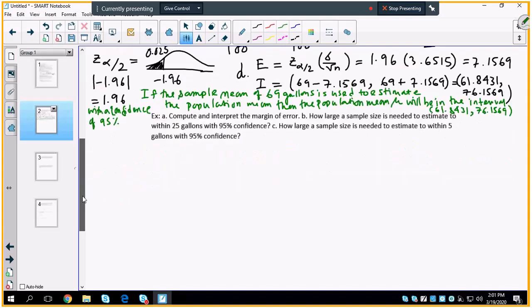Compute and interpret the margin of error. So we found the margin of error. The margin of error is E, which is equal to 7.1569 gallons. Interpretation is pretty similar to the interpretation of the confidence interval.